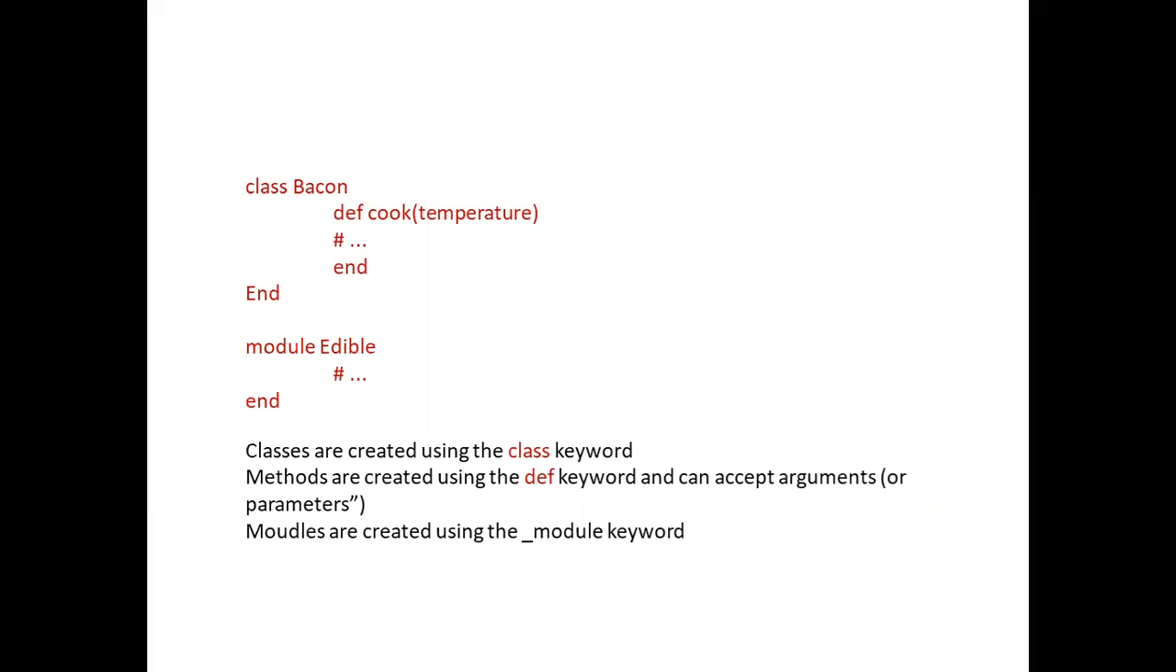The advantage with methods is that they can accept arguments. In this case, for example, this define cook is a method. It accepts an argument called temperature. Now, modules are created using the keyword module, but they will not accept any arguments. So this is the major difference between a class, a method, and a module. Module will not accept arguments. Method will accept arguments. Classes are created using the class keyword, which can contain some methods as well. This is just like defining some sort of component here.